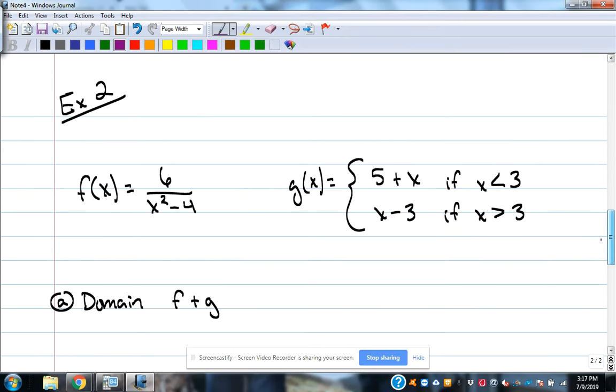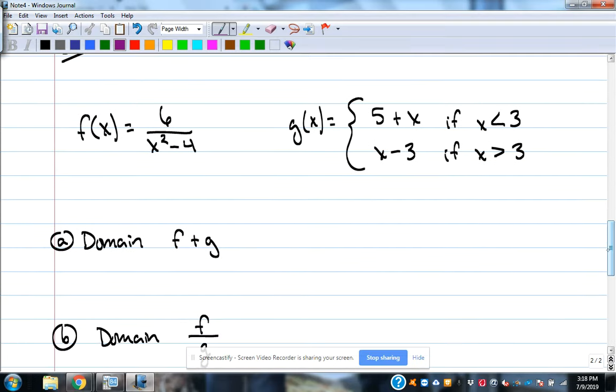All right, the next part of this lab is finding the domain of these operations. So the first step would be finding the domain of each of the individual functions, because that's going to help us be able to state the domain of the operations. So if we find the domain of f of x, the rule for domain is you can't have a 0 in the denominator. Division by zero is where that comes from. So to find the domain of f of x, we're going to take x squared minus 4 and set it equal to 0 to find out where the denominator equals 0.